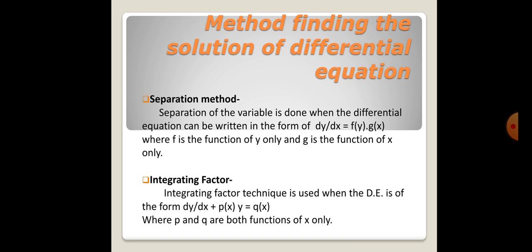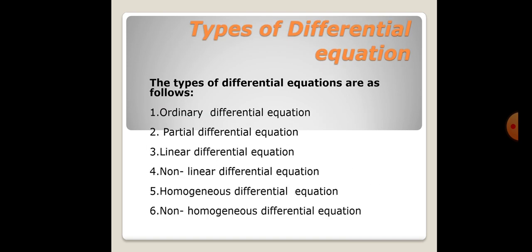The next point is types of differential equation. There are 6 types of differential equation, such that first is ordinary differential equation, second is partial differential equation, third is linear differential equation, fourth non-linear differential equation, fifth homogeneous differential equation, and sixth is non-homogeneous differential equation. In this way, we get basic information about differential equation.